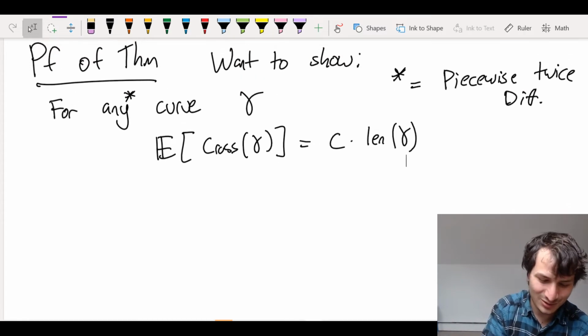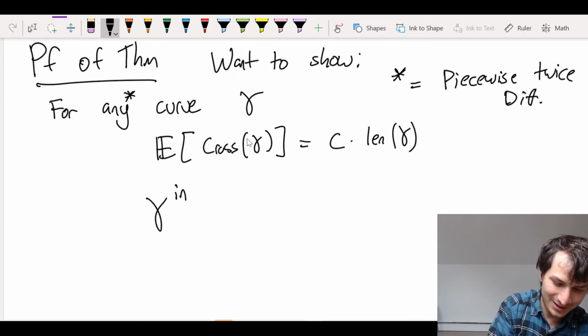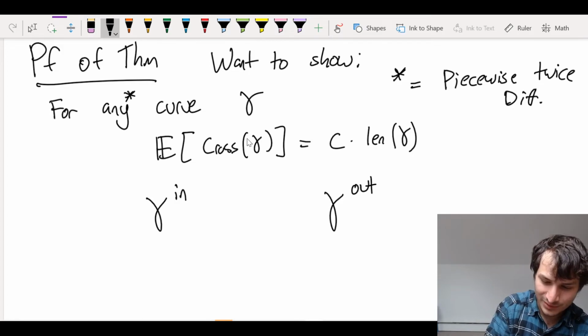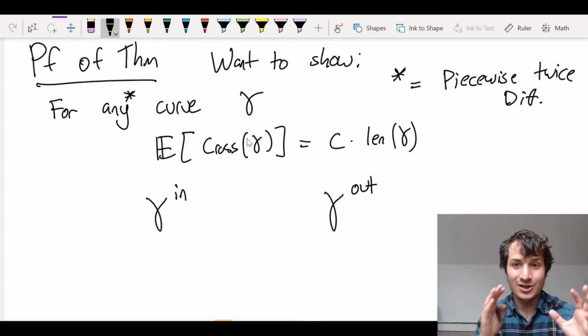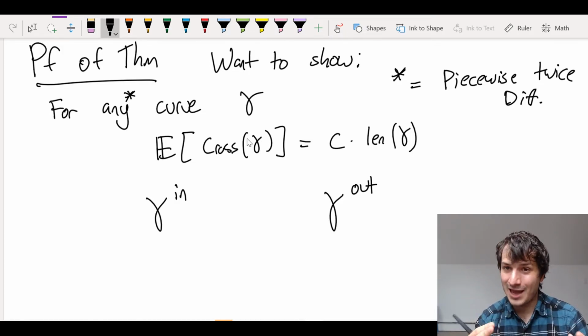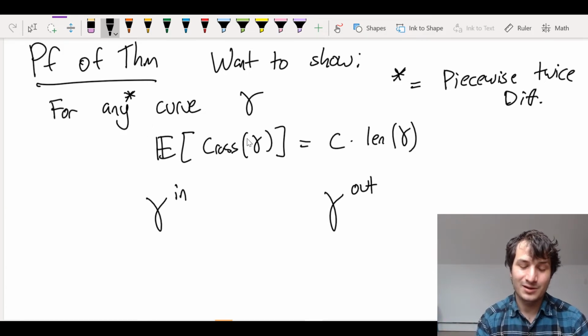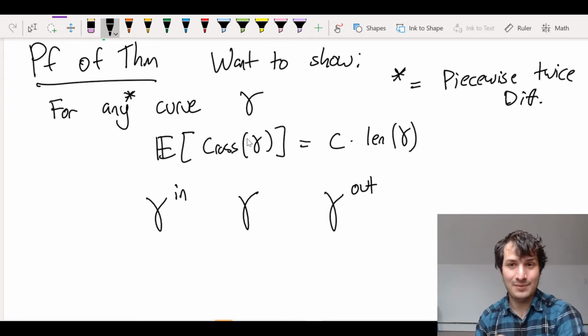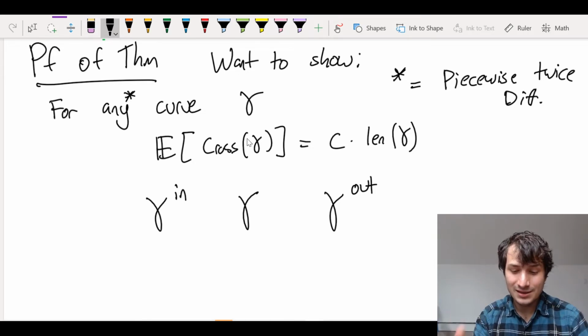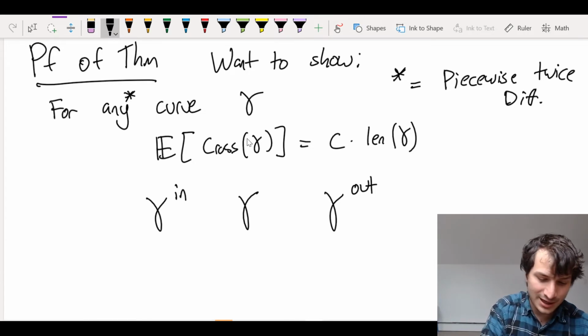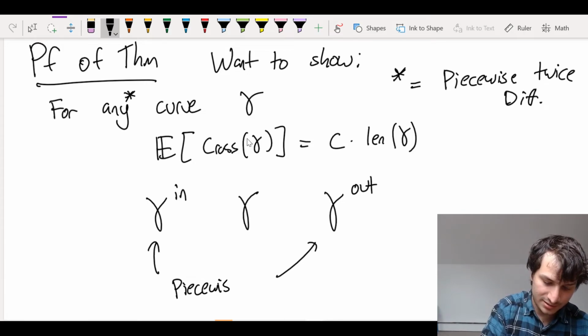But what we're going to do is find two curves, gamma in and gamma out. And gamma in and gamma out are going to be curves that approximate the curve gamma. And they're going to be set up so we can get as close to gamma as we want. So they're going to approximate gamma in and gamma out. And these are going to be piecewise linear.